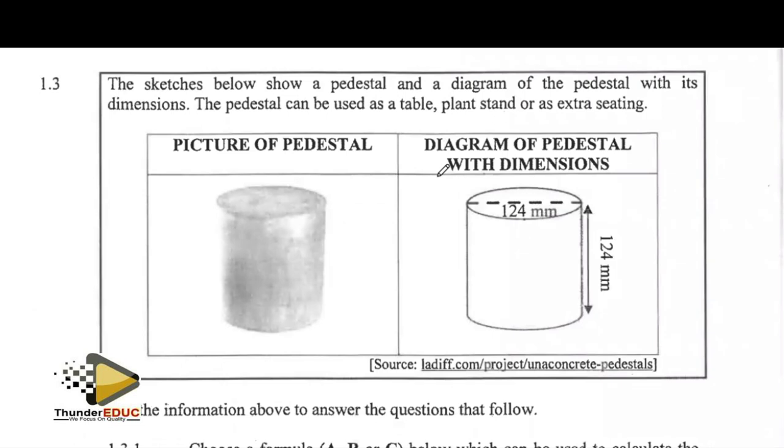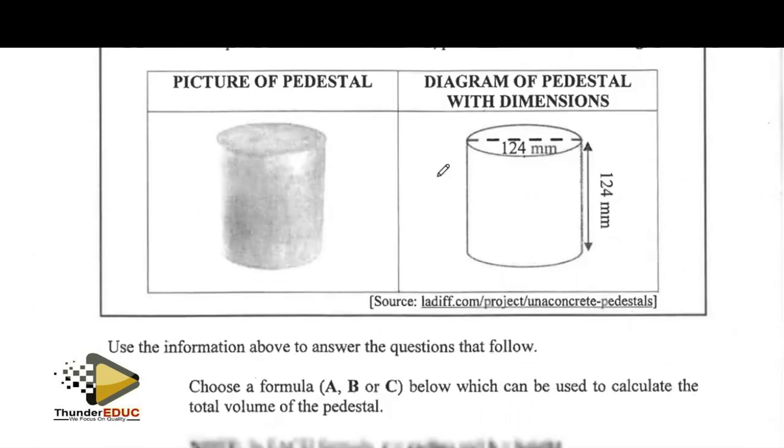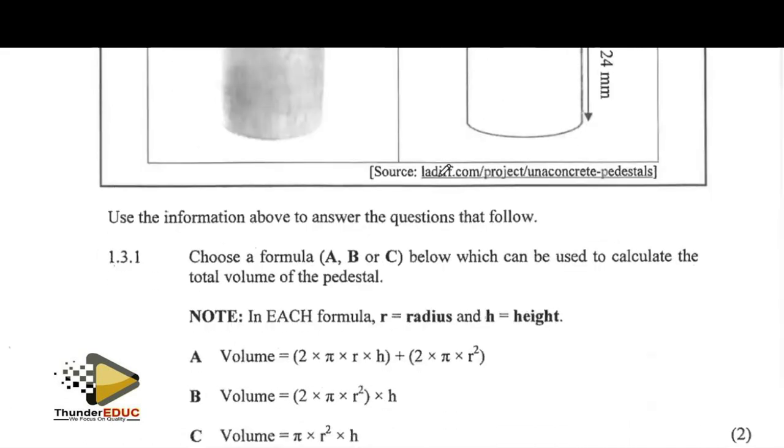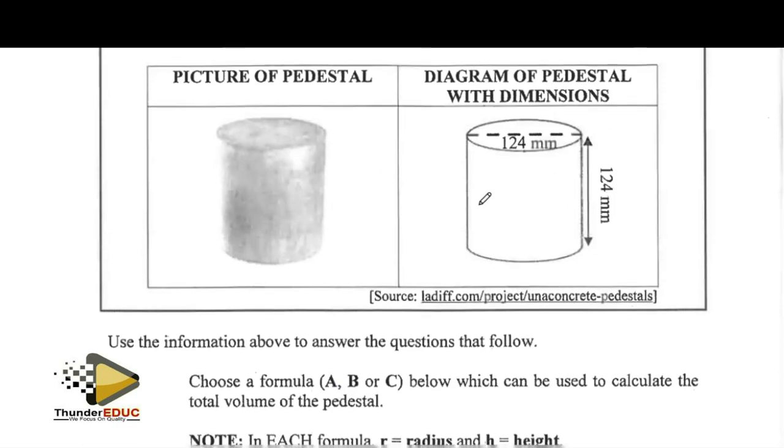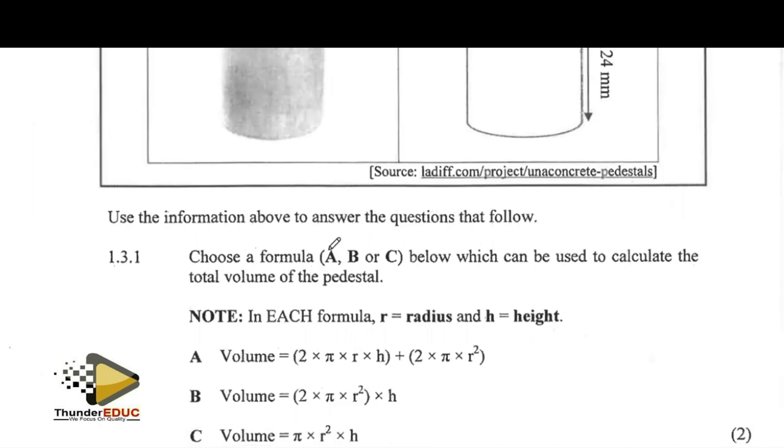All right, the sketch below shows a pedestal and a diagram of the pedestal with its dimensions. The pedestal can be used as a stable plant stand or an extra seat. By the way, which shape does it take? It takes a cylindrical shape. So choose a formula A, B, or C below, which can be used to calculate the volume of the pedestal. Remember, you said it's a cylinder.